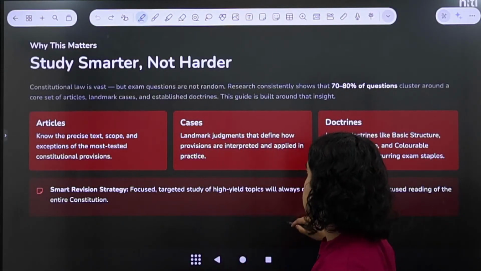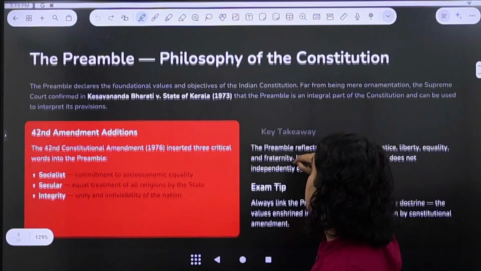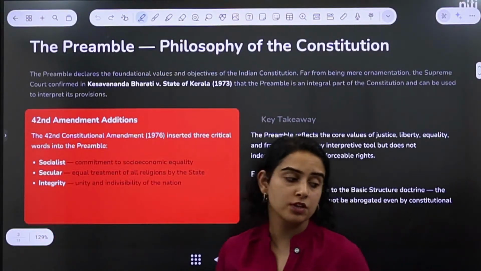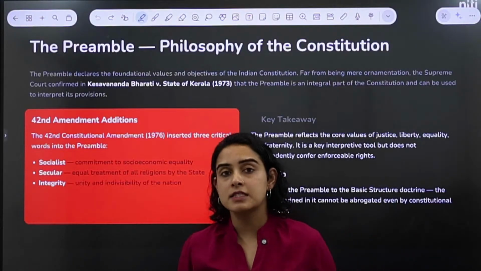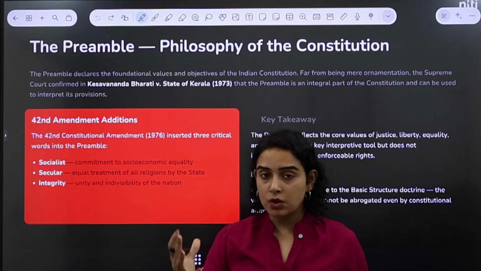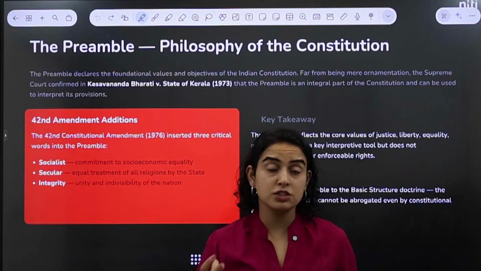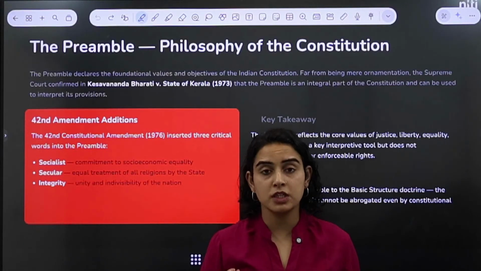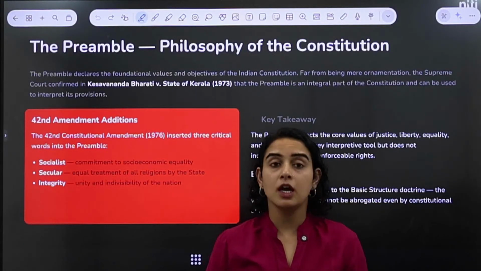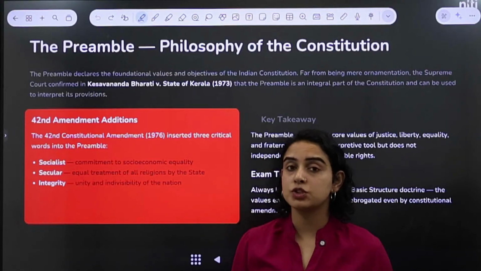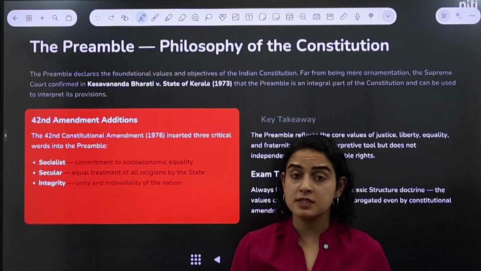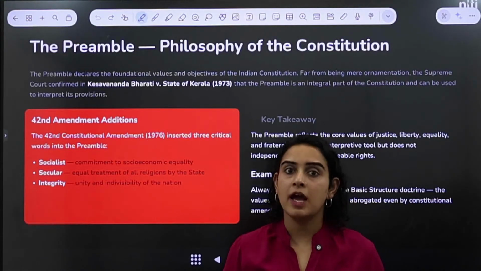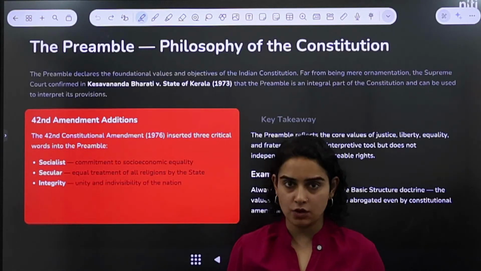Now let us understand what the most frequently tested areas are. First of all, there is the preamble. The preamble is the introduction to the constitution, but it is not just limited to the introduction. It is not just about introducing the constitution. The preamble basically conveys the intention and the philosophy of the entire constitution.